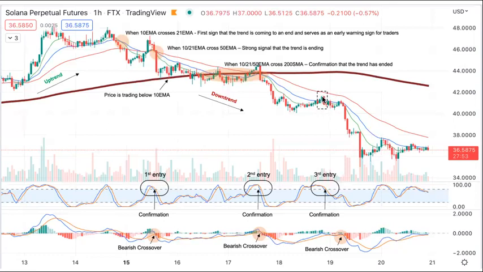Then wait for a bearish engulfing candlestick to appear. If it appears, good. Look at the stochastic. If it goes down, good. Then look at the MACD. If it stays below the zero line, even better. Then wait for a bearish crossover. Then enter. That's how I trade. There's no magic, no secret power. That's how I trade.